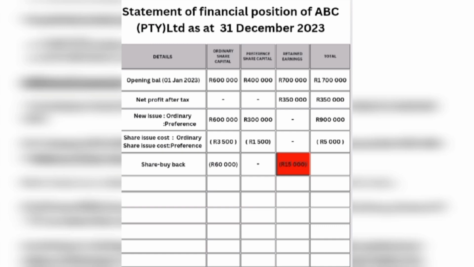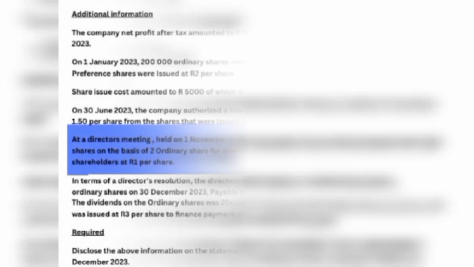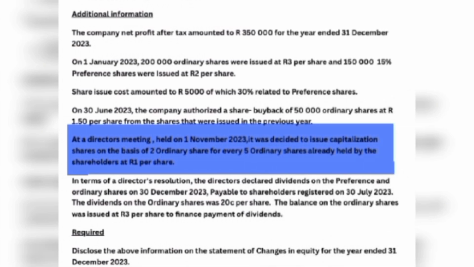Let us move forward to the next information. At the directors meeting held on the 1st of November 2023, it was decided to issue capitalization shares on the basis of 2 ordinary shares for every 5 ordinary shares already held by shareholders at R1 per share. At this point we need to know exactly how many shares we have in issue so far.